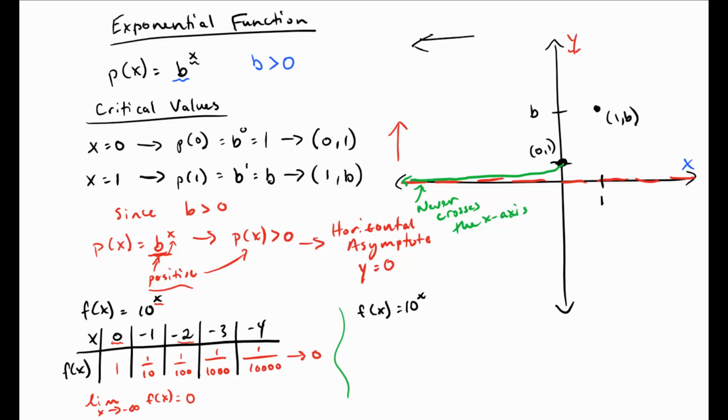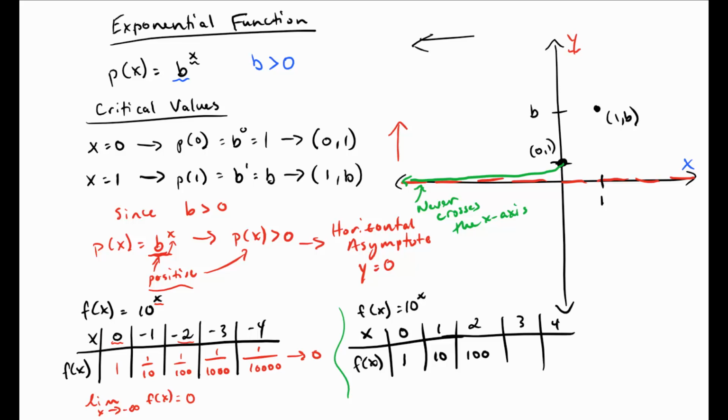That's f of x there. Okay, so we've got x and f of x, and let's plug in some values. Again, I'll start at 0, but then in this case, I'll travel in the positive direction. Okay, and then 10 to the 1 is just going to be 10. 10 squared is going to be 100. 10 to the third power is going to be 1,000. 10 to the fourth power is going to be 10,000.